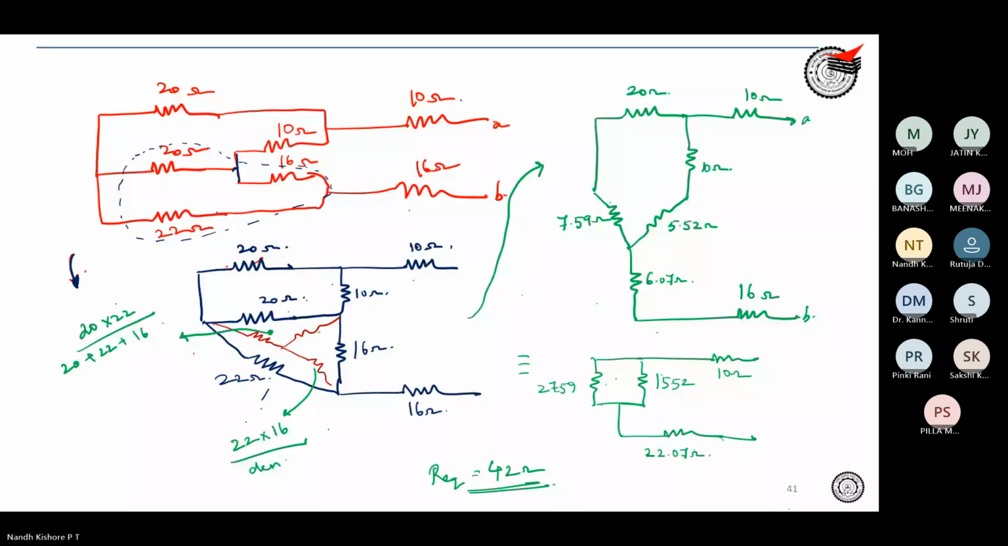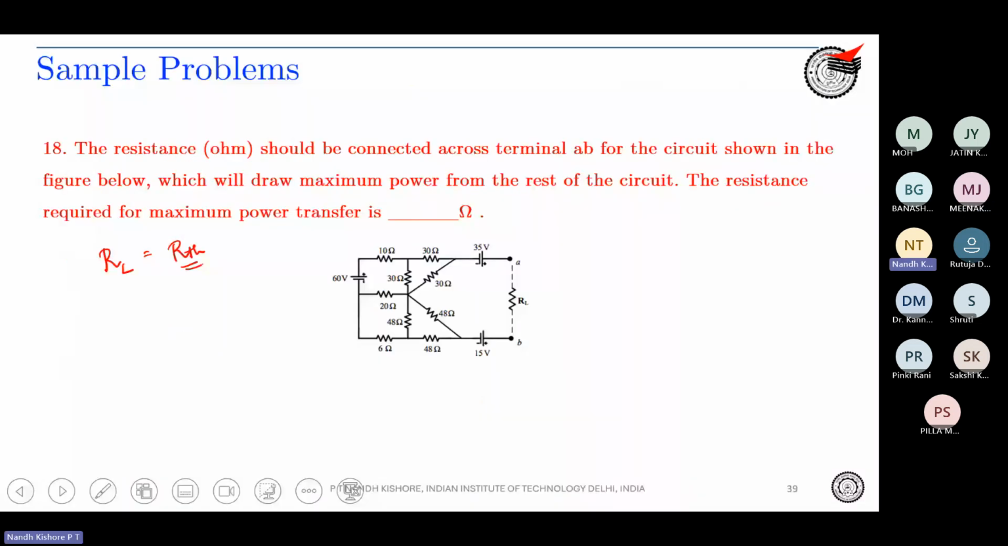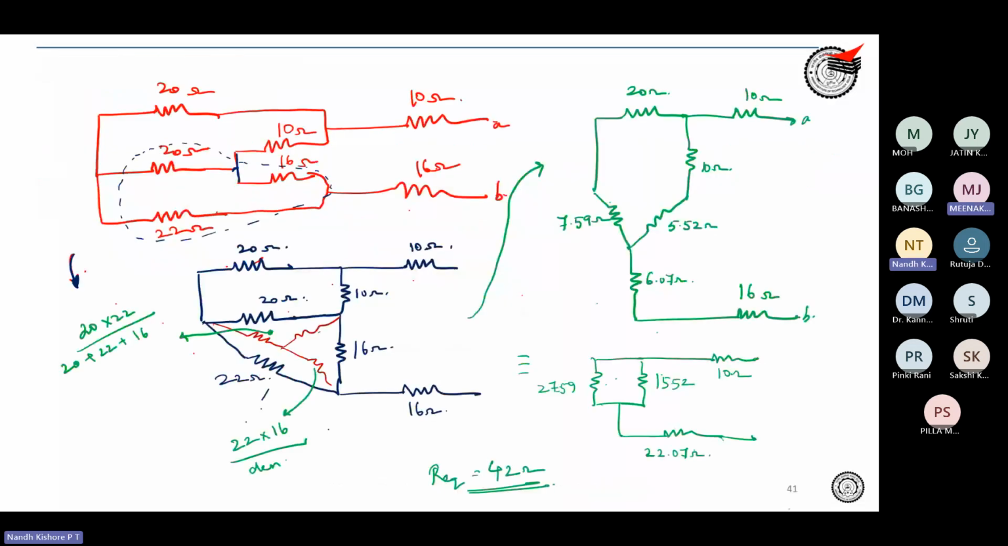Is this fine? Is this fine with everyone? R equivalent is 42 ohms. We just used star delta transformation. All right.